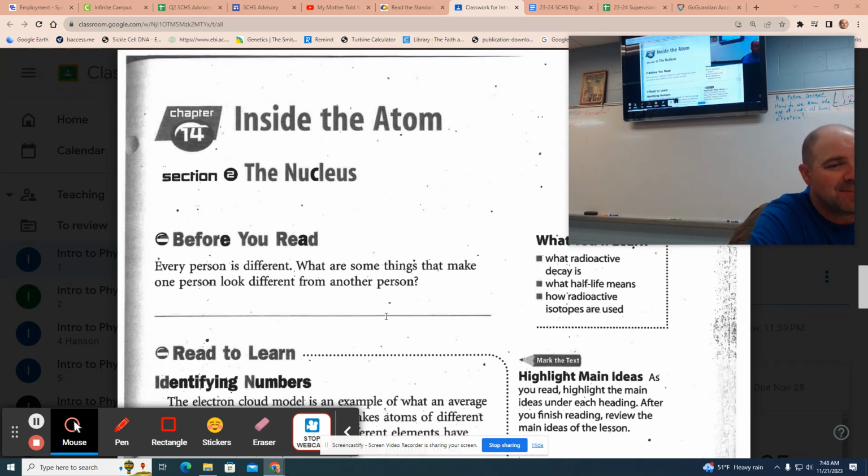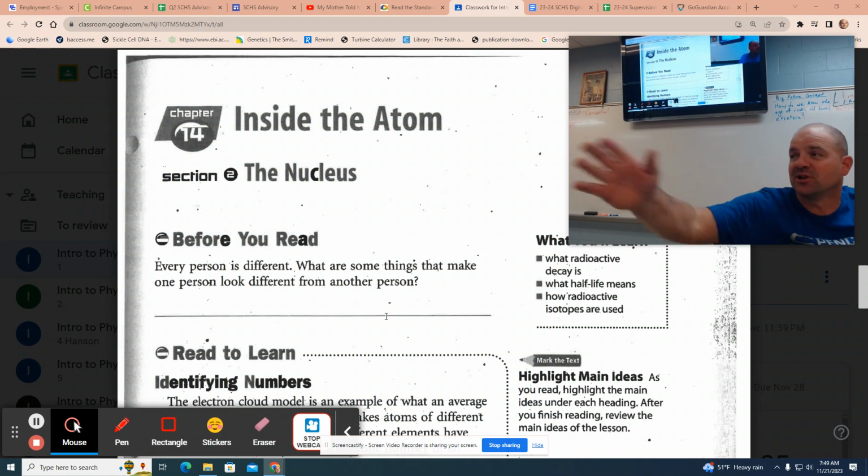What are some things that make one person look different than another person? Go. Tone? Or how toned they are? Like a little more muscular than others, some folks? Yeah. Okay, all right. What else? The genes they're wearing? Genetics, right? Okay. Freckles. Some people have freckles. Some people have long, straight hair. Some people have short, wavy hair. I'm just looking around the classroom.